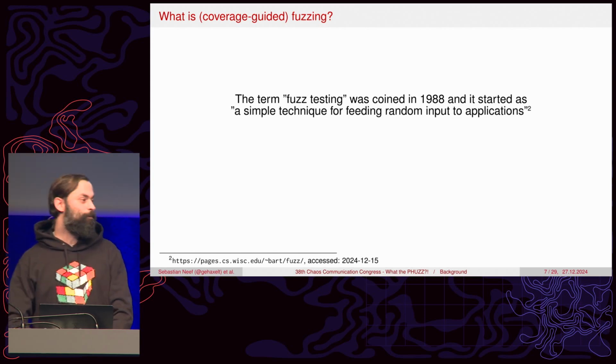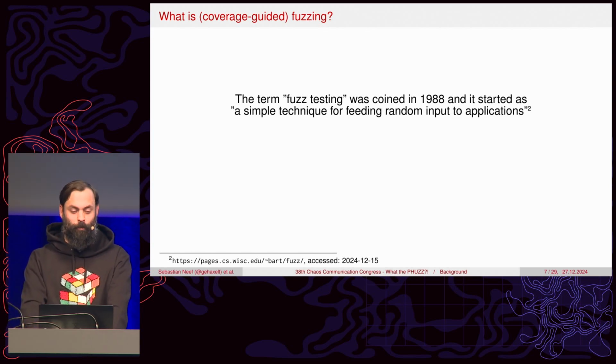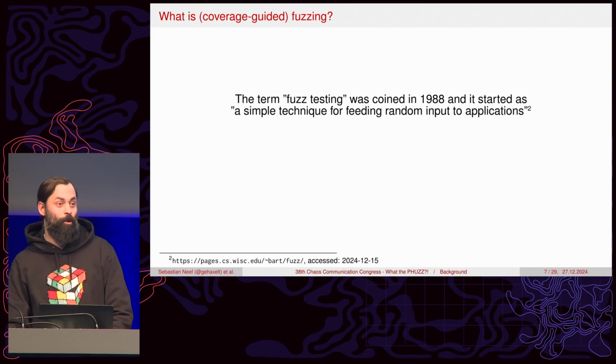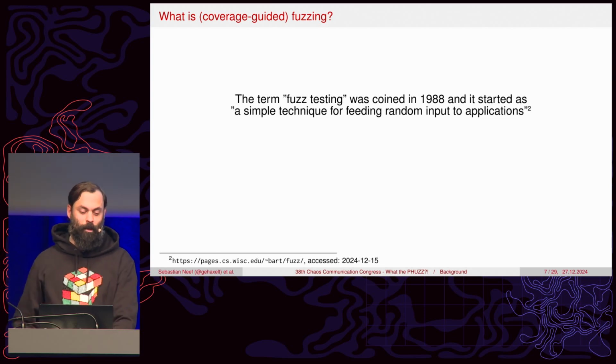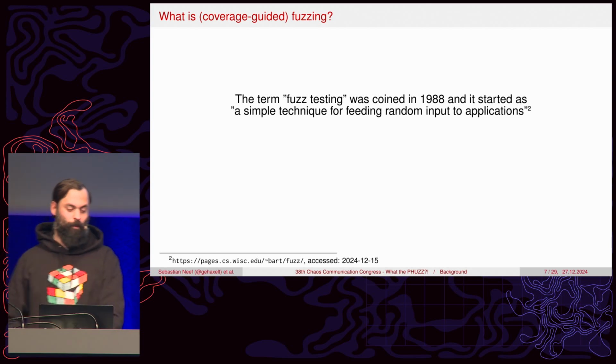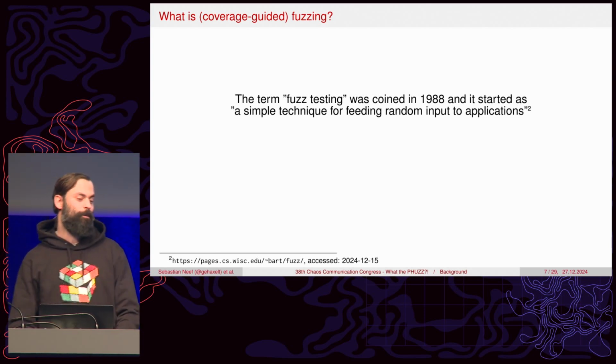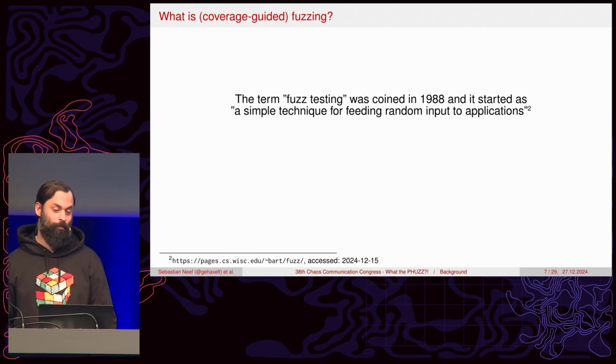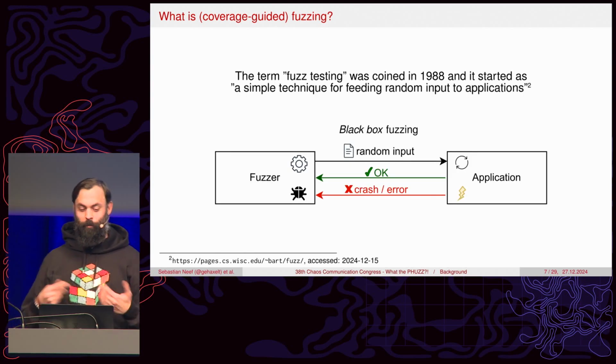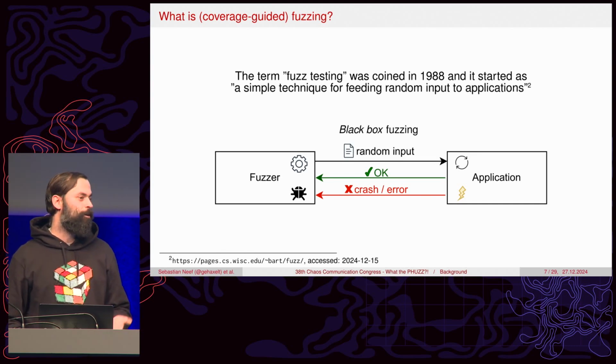So for all the people that were not yet familiar with the term, it was apparently coined almost 40 years ago by a professor at the University of Wisconsin, and it was described as a simple technique for feeding random input to applications. So what does the simplest form of fuzzing look like?